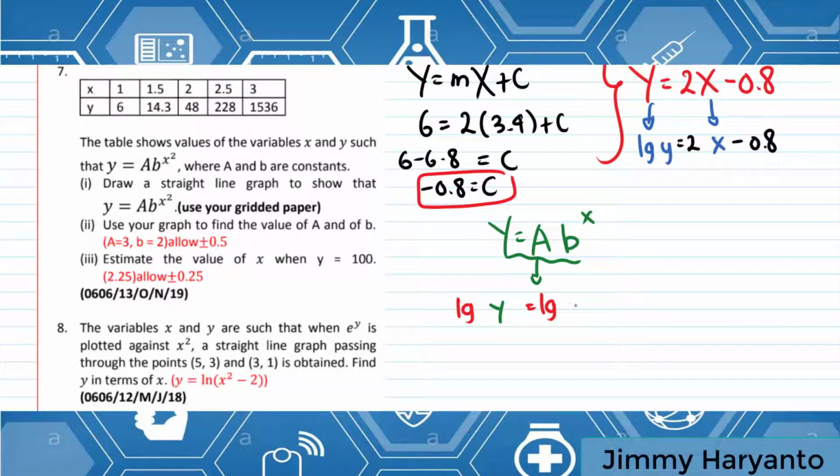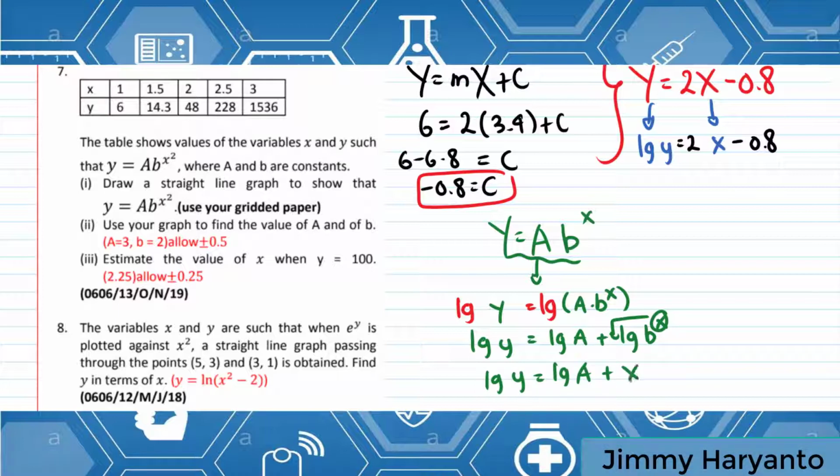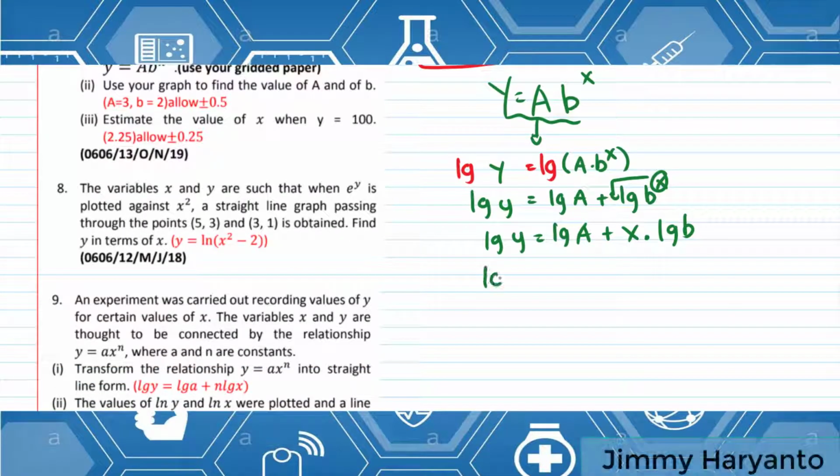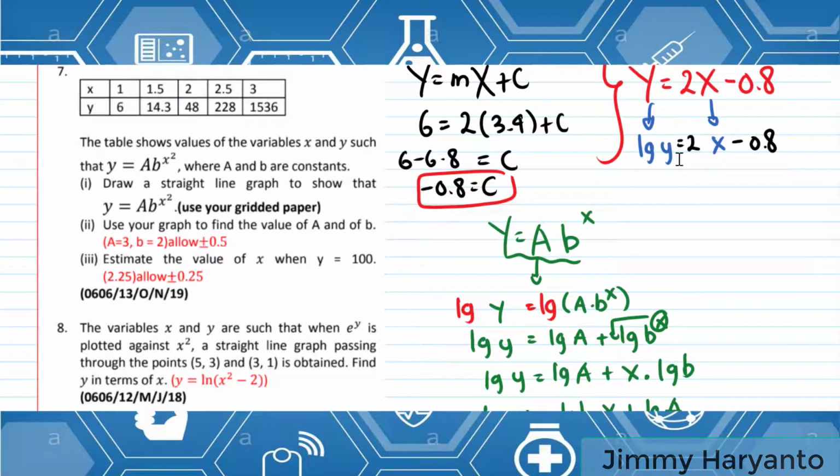It will become LG Y equals LG of (A times B to the power of X). I can separate the right side into LG A plus LG B to the power of X, and then move the X. LG Y equals LG A plus X times LG B. I will rearrange them to make it similar to Y equals MX plus C. I will write LG B first, and then times X plus LG A. Okay, and then compare them with this one.